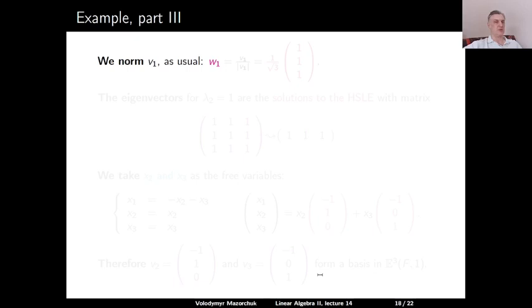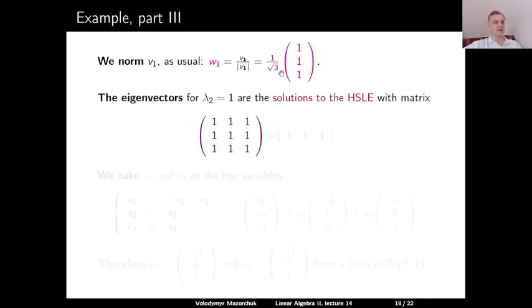So we define w1 as v1 divided by its length. So v1 was (1, 1, 1). So the length is the square root of 1 plus 1 plus 1, square root of 3. So w1 is 1 divided by the square root of 3, times (1, 1, 1). So this is an orthonormal basis in the space of all eigenvectors with eigenvalue 4.